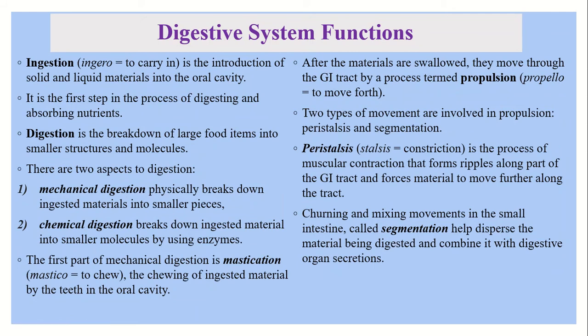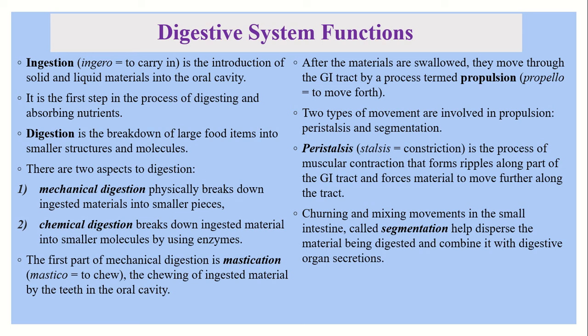Let me shortly discuss the functions of the digestive system, because this is very important to know for understanding the pathology of these system diseases. There are some functions. First of them is ingestion. It is the introduction of solid and liquid materials into the oral cavity and the first step in the process of digesting and absorbing nutrients. Digestion is the breakdown of large food items into smaller structures and molecules. There are two aspects to digestion. First, mechanical digestion that physically breaks down ingested material into smaller pieces, and chemical digestion breaks down ingested material into smaller molecules by using enzymes.